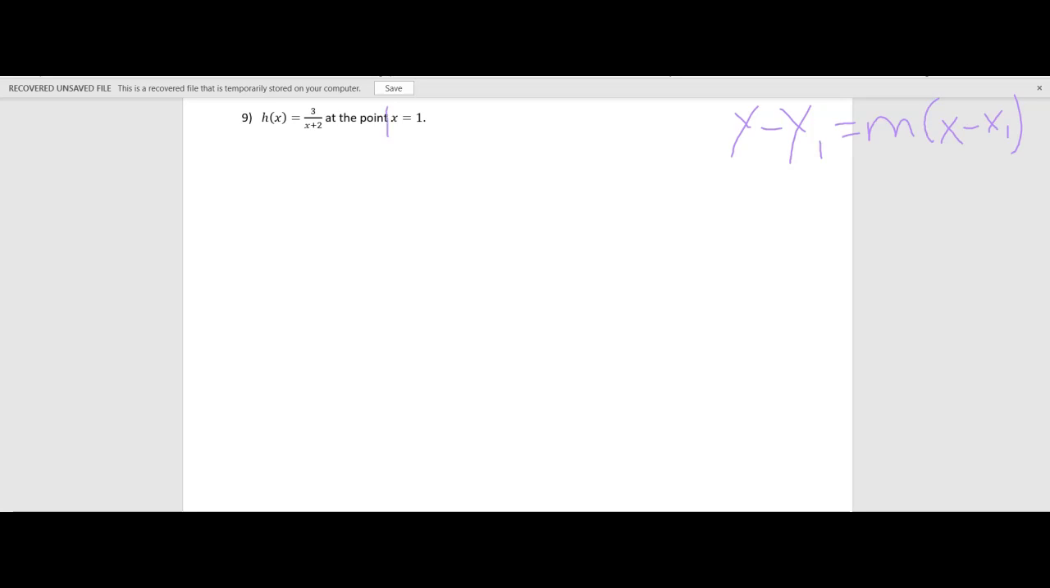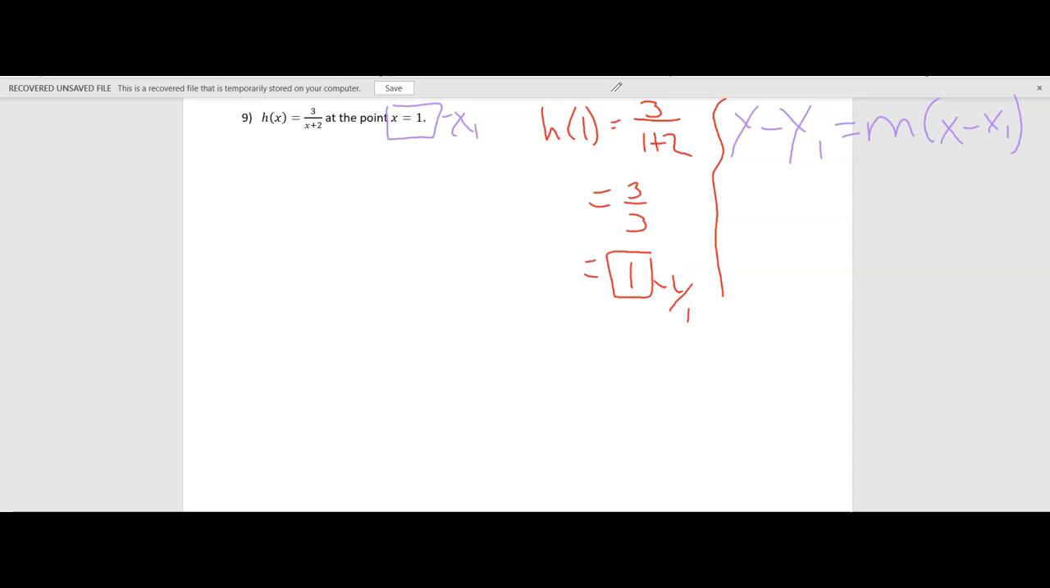So x equals 1, that is our x1. So let's substitute in to find our y1. H of 1 is equal to 3 over 1 plus 2, which is equal to 3 over 3, which is equal to 1. So there's our y1. The only thing we need to do now is find our m, which is going to be the value of the derivative at x equals 1.